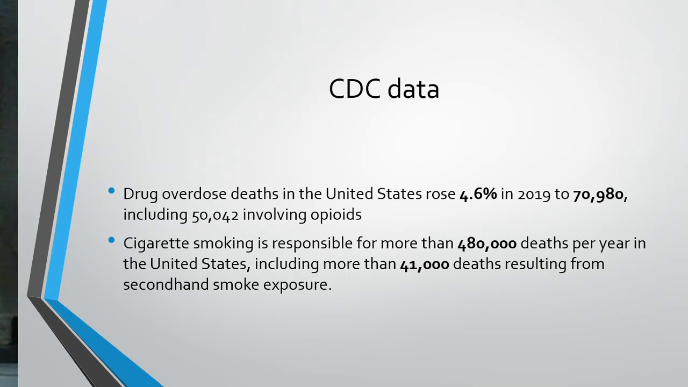Drug overdose deaths in the U.S. rose 4.6% in 2019, last year, to 70,980 deaths, and that included 50,042 involving opioids. And you hear a lot about the opioid epidemic, right?